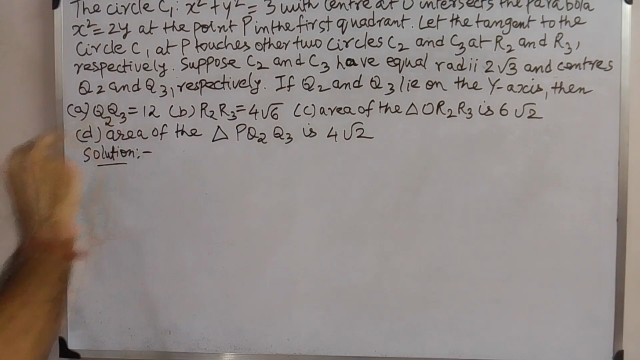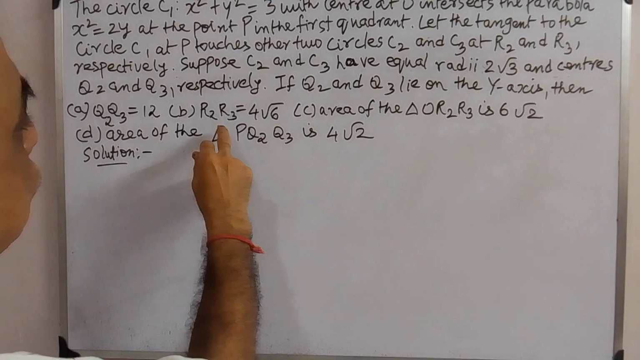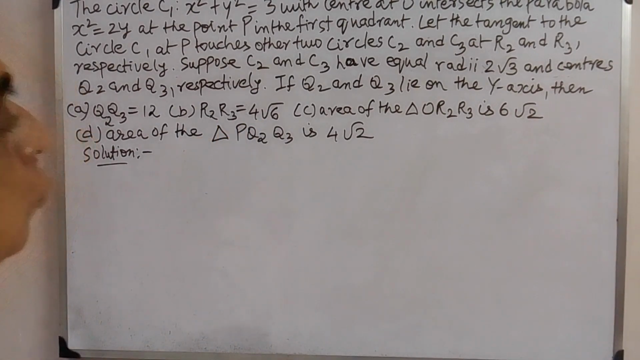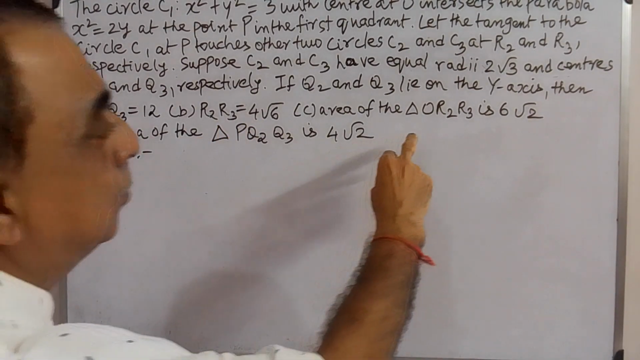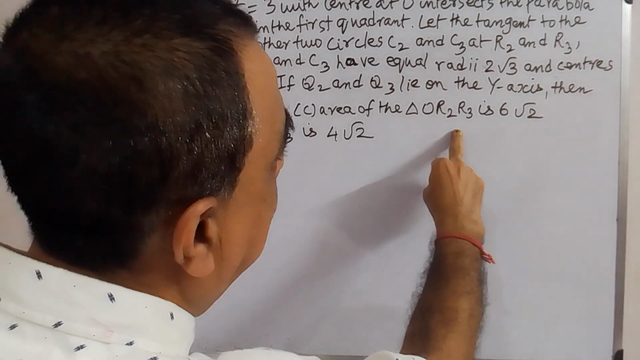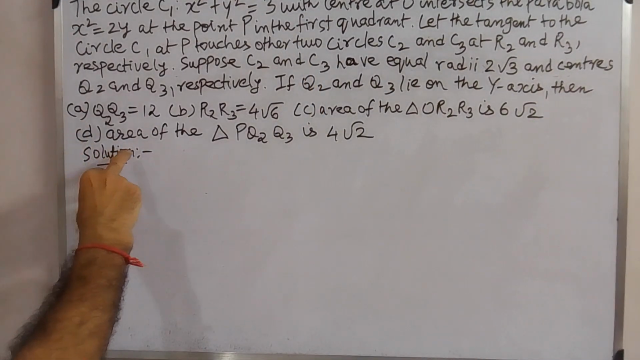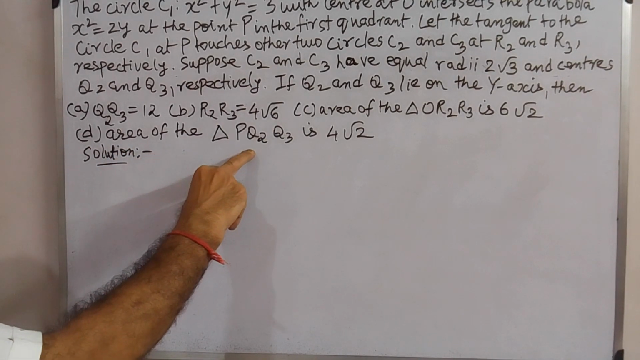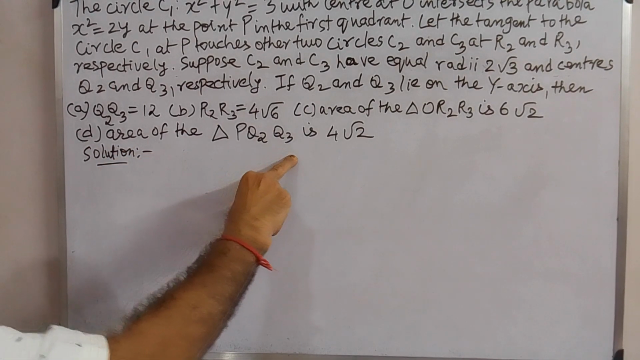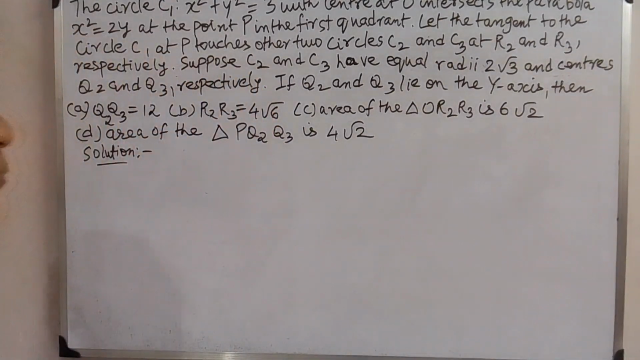A: Q2Q3 equals 12. B: R2R3 equals 4 root 6. C: The area of the triangle OR2R3 is 6 root 2. And D: The area of the triangle PQ2Q3 is 4 root 2.